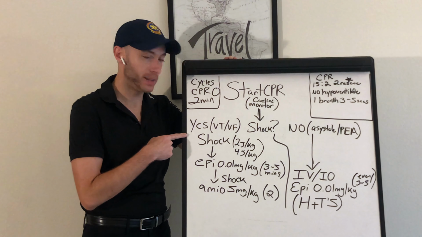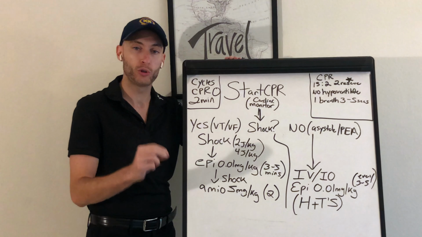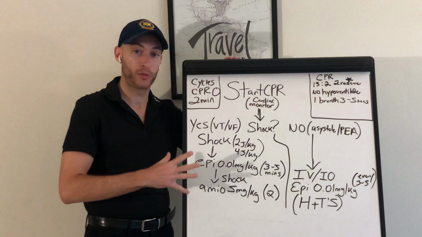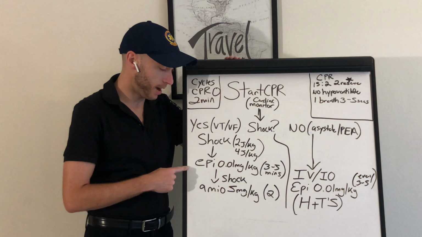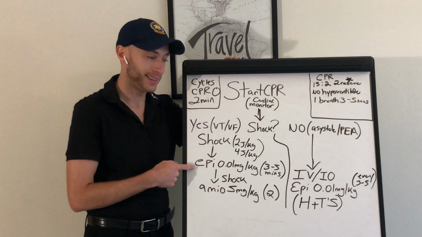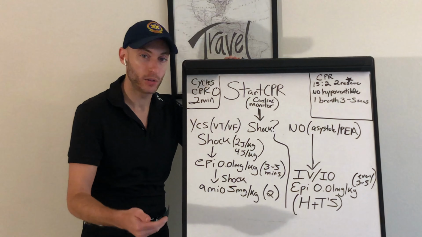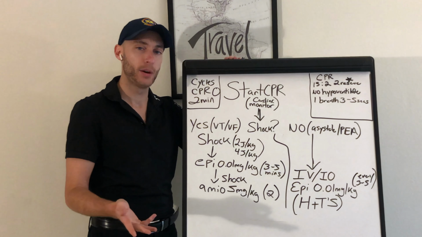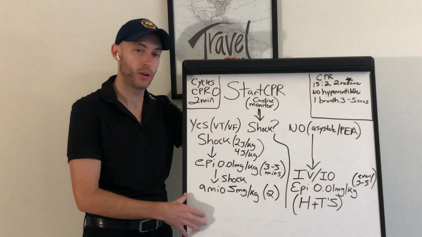Now, the next thing here is gonna be, yes, VT/VF, shock. First shock is 2 joules per kilogram. Following shocks, or if we need more shocks and if we don't convert it, 4 joules per kilogram, okay? Then we go down the algorithm. IV/IO access, we would have our epi, 0.01 milligrams per kilogram every 3 to 5 minutes. If the patient continues later on down the algorithm, we're gonna have amiodarone. Amiodarone in pediatrics is 5 milligrams per kilogram, okay? You gotta know these drugs.